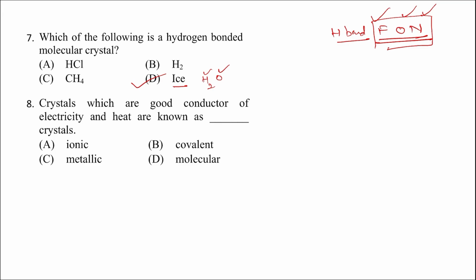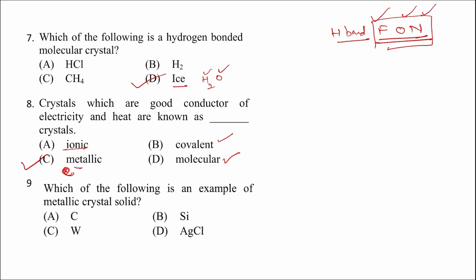Next is the crystals which are good conductors of electricity as well as heat. Talking about ionic solids, they are good conductors of electricity but in the molten state, and they are not good conductors of heat. Covalent solids, obviously, are not good conductors of heat or electricity, because they don't have free electrons. So the answer is only metallic solids, because they have free electrons. As a result, they become good conductors of heat and electricity.